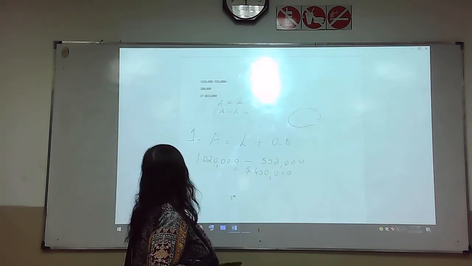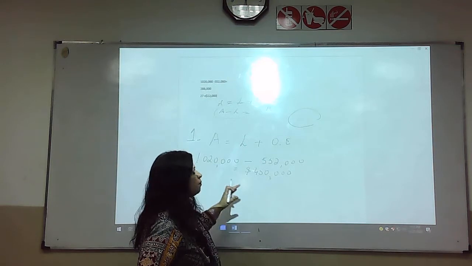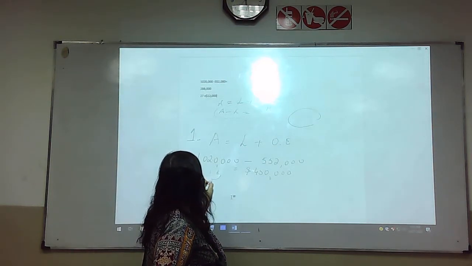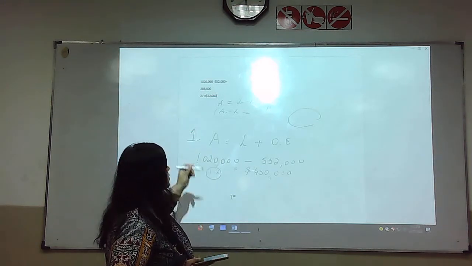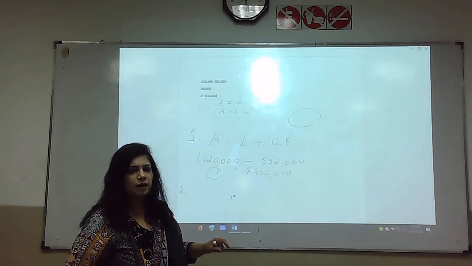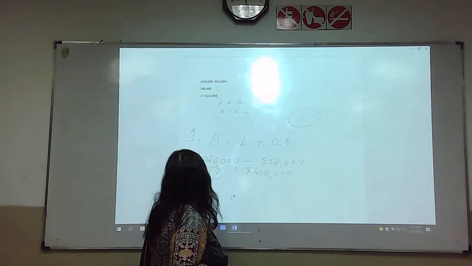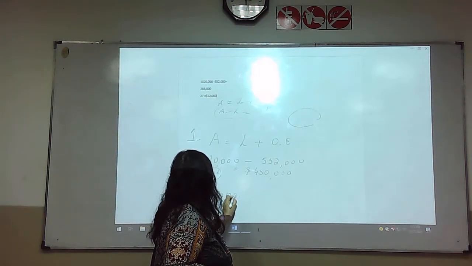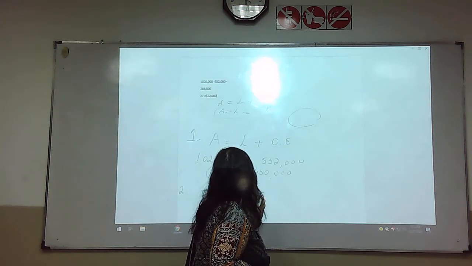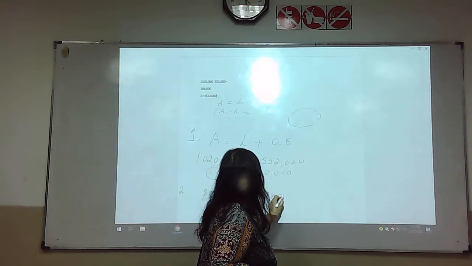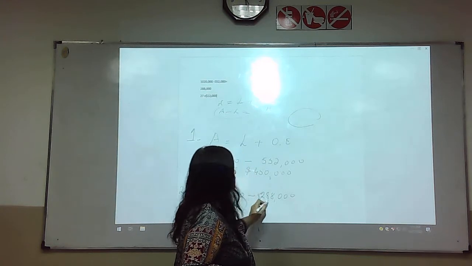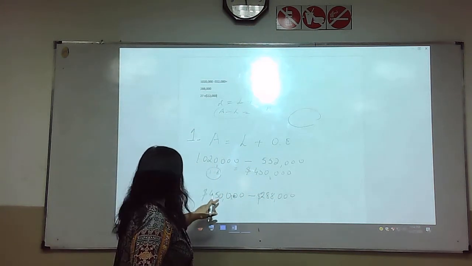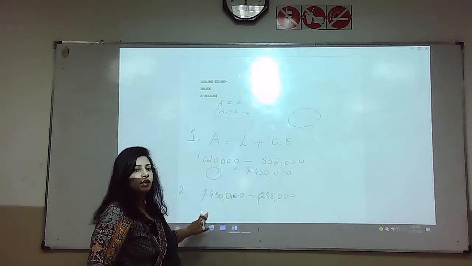Then in the next part, if it was a partnership concern and this was the total equity, with a partner who has $288,000 as equity, how much would the other partner have? The other partner would be left with $450,000 minus $288,000, because that is the equity of the other partner. They have given you the equity of one partner, but you have to calculate the equity for the first partner, which is Spencer in this case.